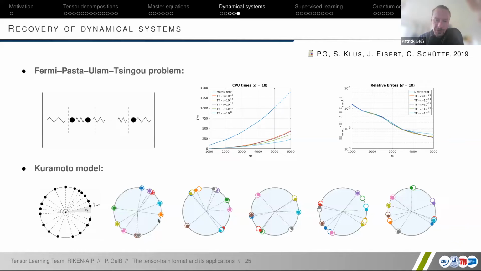In the Kuramoto model, which you see here below, we took some data, simulated the system, and reconstructed the dynamics using tensor trains. Then we chose a different starting point for our oscillators on the circle, and we wanted to reconstruct the dynamics. As you can see, for quite some time we are able to estimate the position of our oscillators quite accurately.